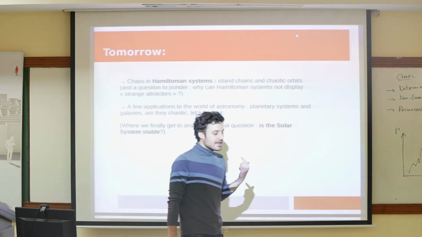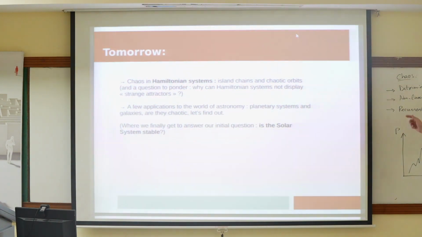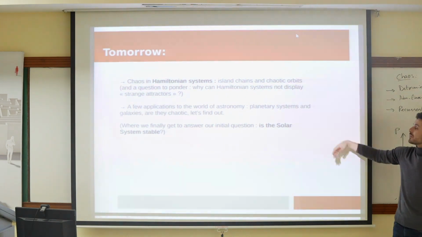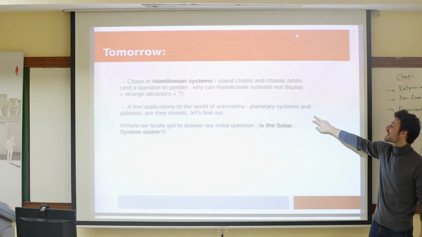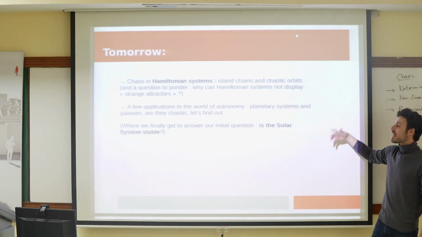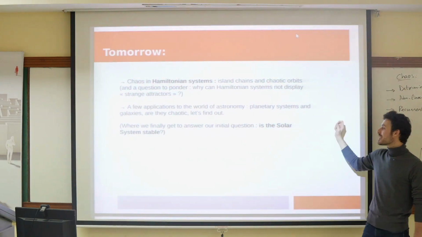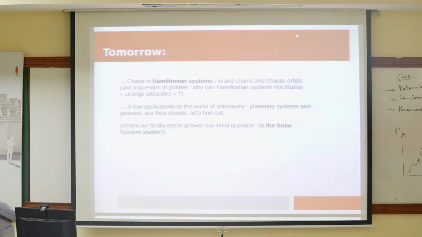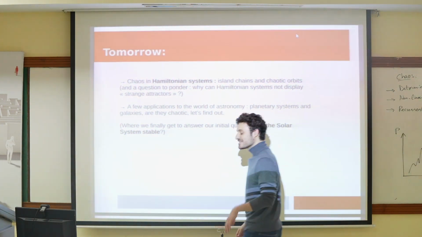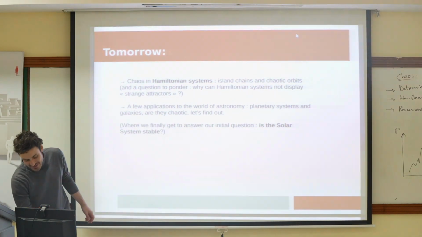Tomorrow what we'll do is we'll study chaos in what are known as Hamiltonian systems. This is the stuff I'm most familiar with, because this is what applies to astronomical systems. So for instance, stars don't have friction, so we'll see that they don't have strange attractors, they have different things, which is also a question for you to ponder, if you can think of why a Hamiltonian system should never display strange attractors. We'll apply this to astronomy, planets, galaxies, are they chaotic? And we'll also be able to talk a little bit about this initial question I asked in the first lecture, which is, is the solar system stable? Very old 19th century question with some interesting 21st century answers.